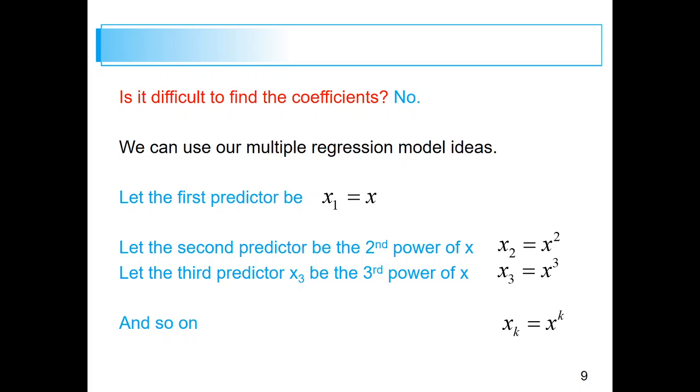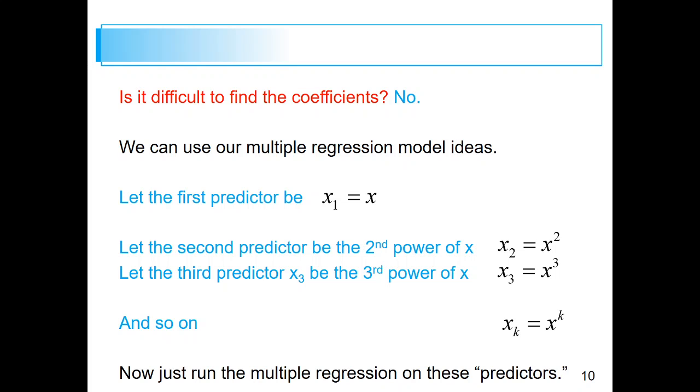What we do is we let the first predictor just be x. Now for the x squared, that's going to be our second predictor. Our x cubed will be our third predictor, and so on, so that x to the kth power will be our kth predictor. Now you're going to go from 1 to k, you're not going to skip any, so you're going to put all that in. So now we just run a multiple regression with these predictors.